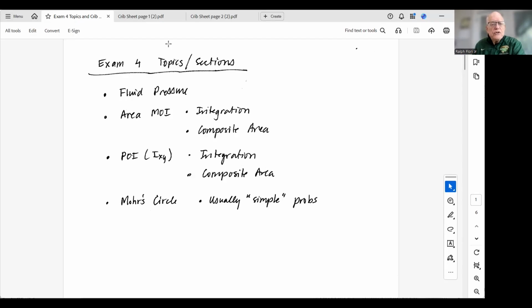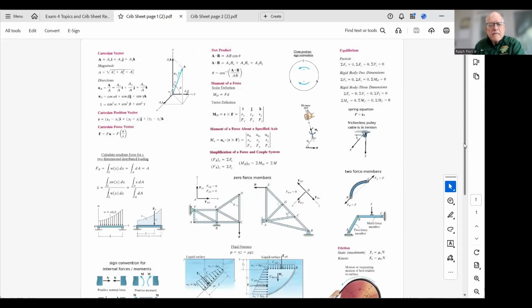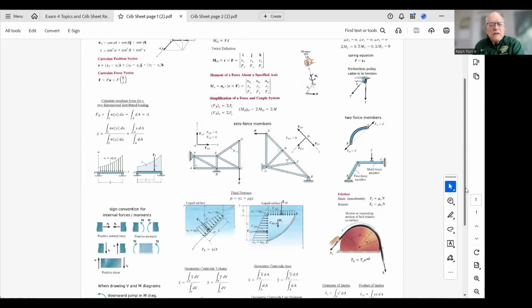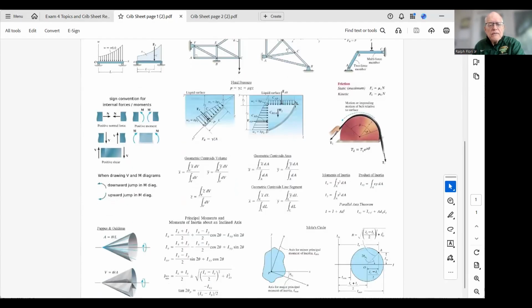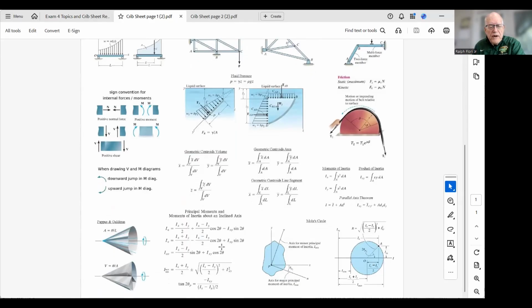So let's look at the crib sheet. This is crib sheet page 1. The exam 4 topics that are on here are fluid pressure, moments of inertia, transformation equations, which are the 2 theta form of the transformation equations, and Mohr's circle down here. So let's talk about these formulas. I'm going to pull up my notes.